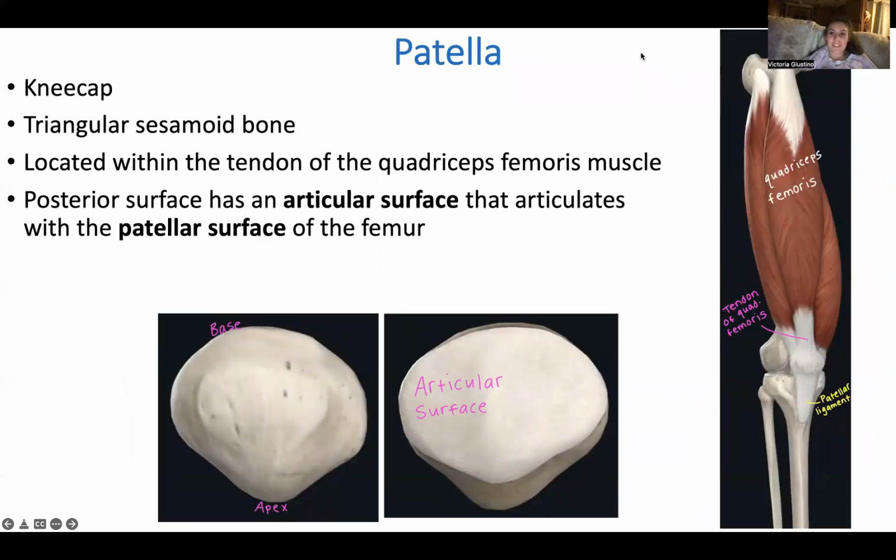So now moving on to your patella, your teeny tiny little kneecap. It's located in the tendon of your quadriceps femoris muscle, which is one of your 4 quadriceps muscles. And I think it's really clear here, which is nice. This is the patellar ligament. Don't worry too much about that. And so here's the articular surface of the patella, which just goes right onto the patellar surface of the femur.